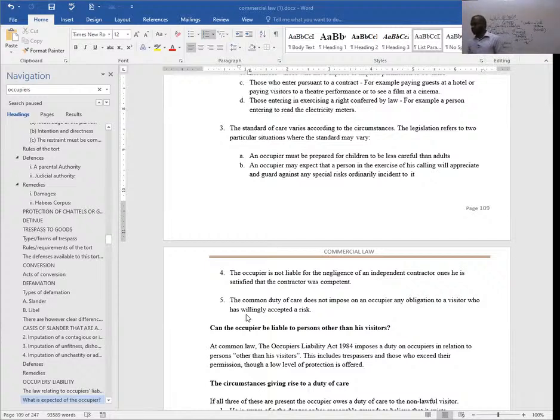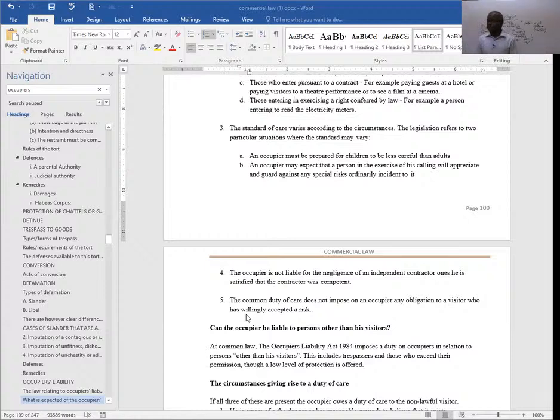Then the common law duty of care does not impose on an occupier any obligation to a visitor who has willingly accepted the risk. So sometimes, if you have accepted the risk as a visitor entering the premises, then of course the supermarket won't be held responsible. For example, they have clearly indicated that the floor is slippery, but you still enter the premises. So long as they have indicated it, it simply means that you have accepted the risk when you enter the premises. So you cannot hold this particular supermarket responsible.